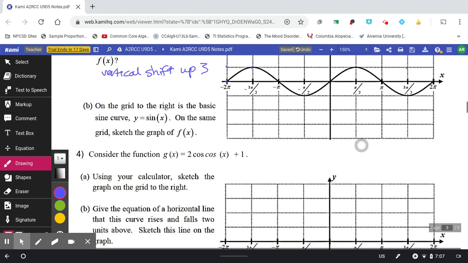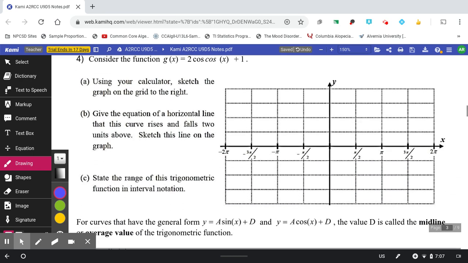Okay, nice and easy. So now looking at number 4, consider the function g of x, 2 cosine x plus 1. Okay, so we know that the cosine of x, I'm just going to draw that first before I do any of the transformations. Okay, so the cosine of x would just be starting at 1 and it would go down like this. That's what the cosine of x would be. Okay, and then the same thing in this direction. Okay, so that's just the cosine of x.